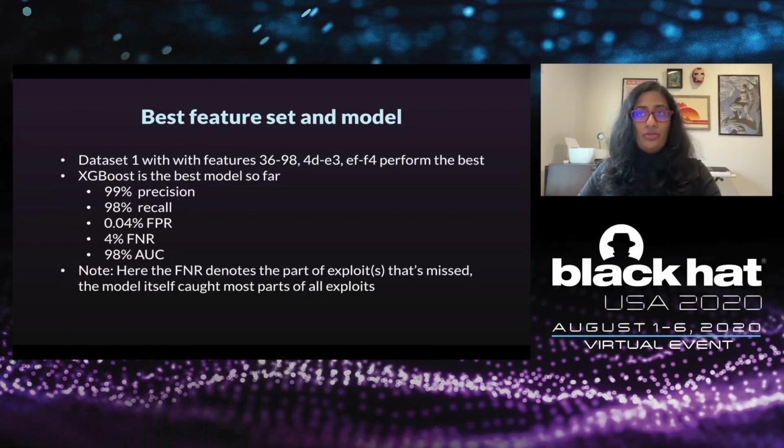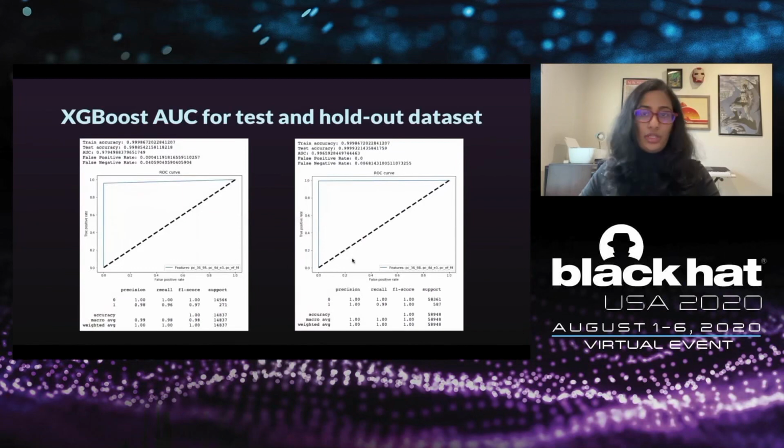Now, false negative rate here doesn't imply that the attack itself was being missed. It just shows the part of the exploit that was being missed. So as you can see in the table before, all the attacks were caught by this model. So the false negative rate just shows the part of the exploit that was missed. So the next, you can see the area under the curve for the best model, which was XGBoost.